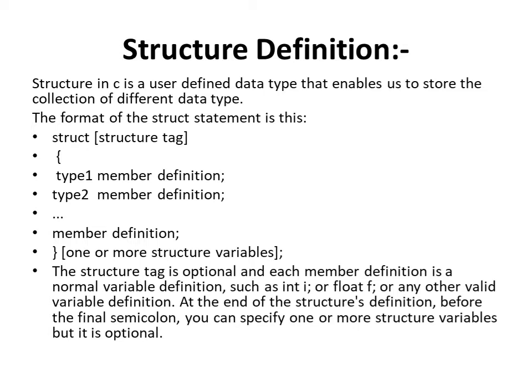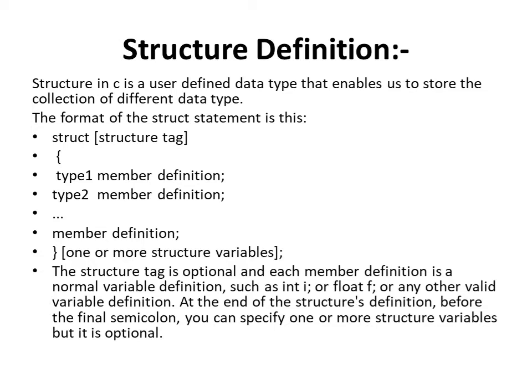Structure definition. A structure in C is a user-defined data type that enables us to store a collection of different data types. That means in a single name, we can combine all the different data types. Here, the data types may be int, float, character, or anything. Struct, what I am pointing to, is a keyword which tells the compiler that a structure is being defined.